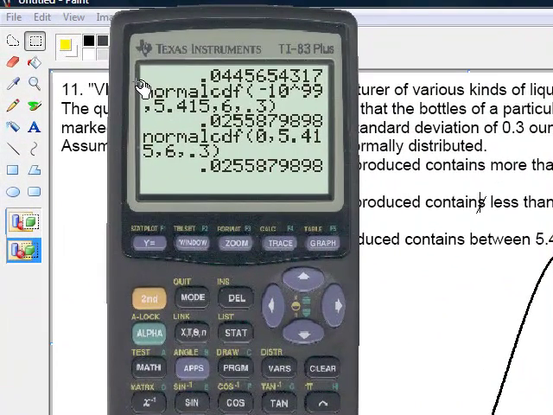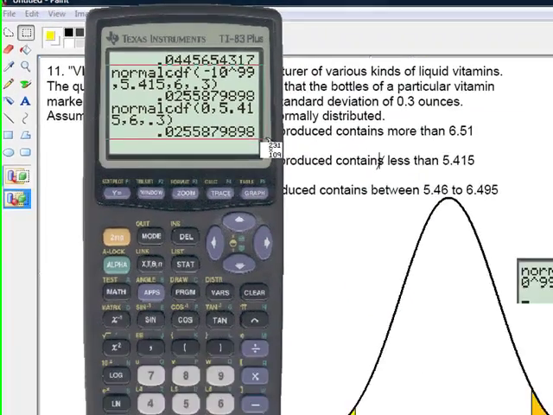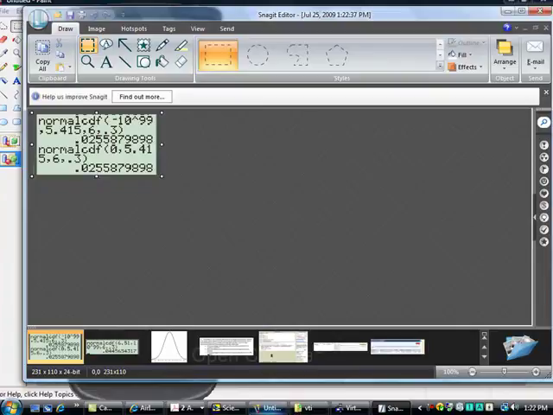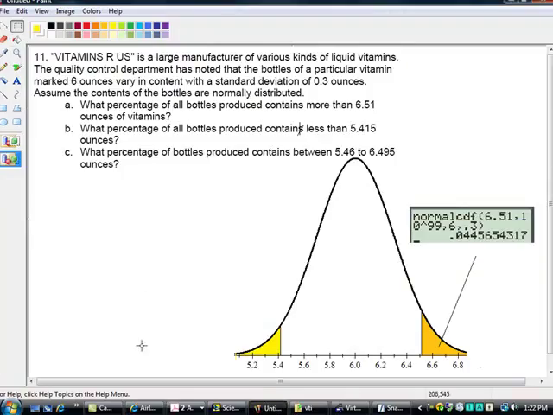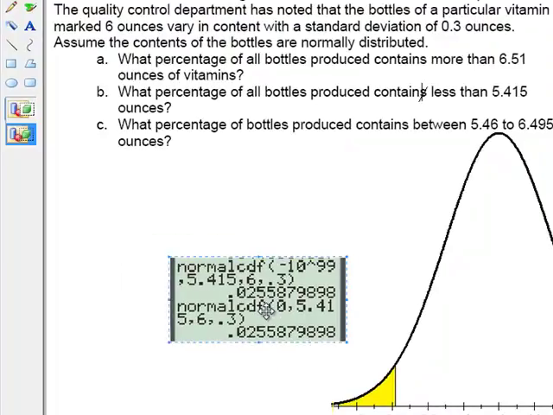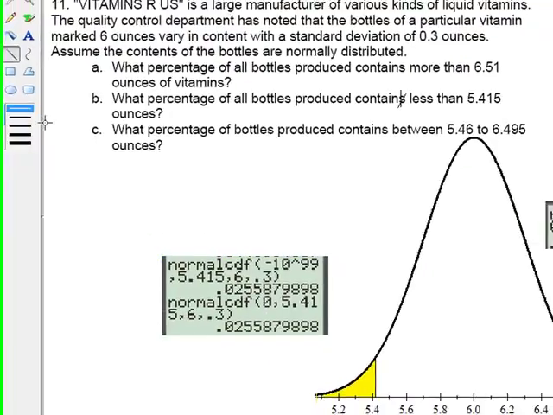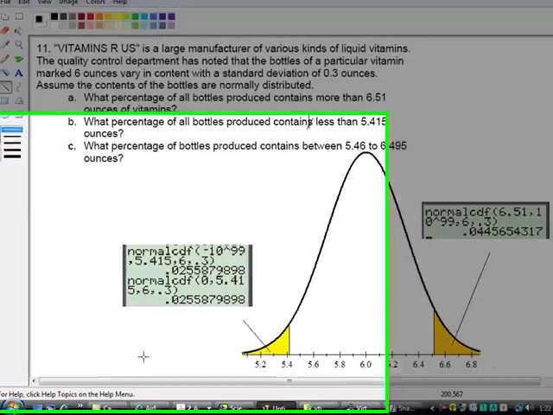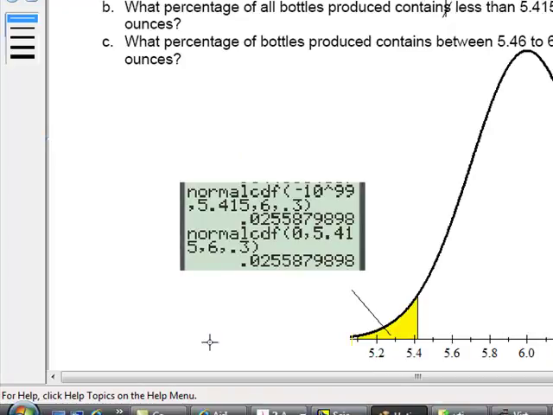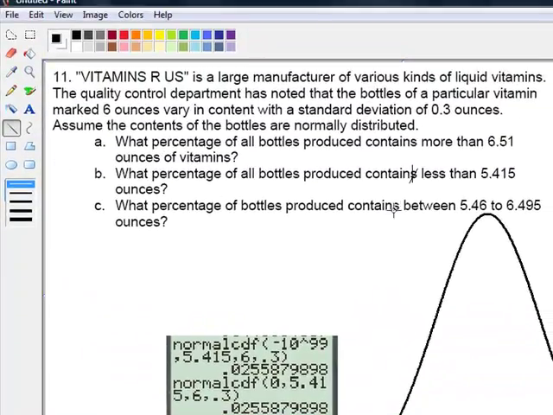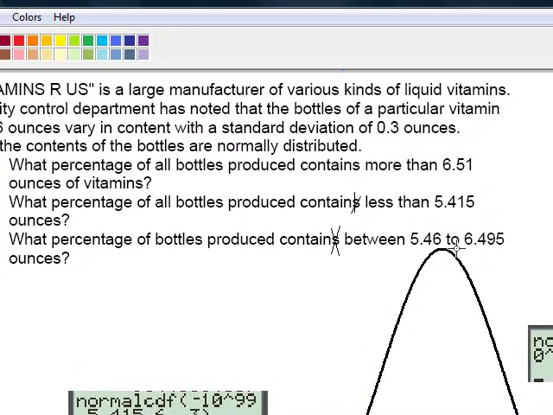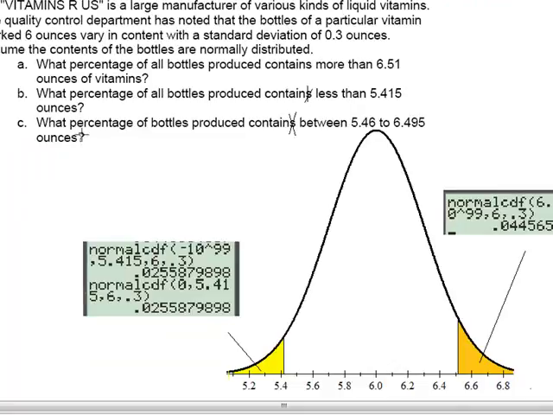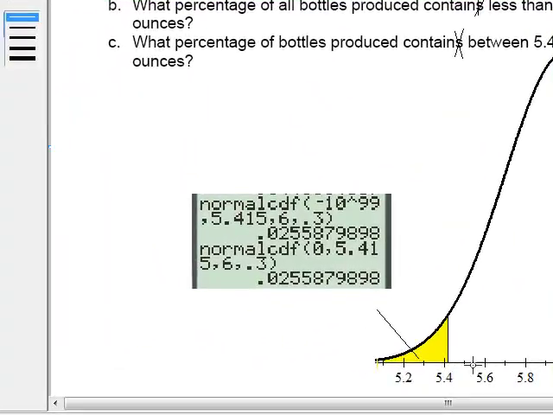Does the order matter? The order does matter. Remember, I told you to look at the script on that website. You put the lower limit first, the higher limit next, and then the mean and the standard deviation, which are the parameters. Very good. Now, what is it asking? What percentage of the bottles contain between 5.46 and 6.495 ounces?